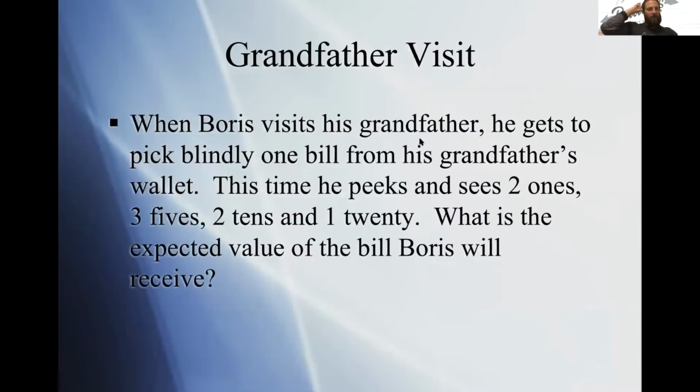Now, when you get to something like this, it might be a little bit more challenging. So Boris is visiting his grandfather. He gets to take one bill from his grandfather's wallet. This time he peeks, dirty cheater. But he peeks, he sees 2 1s, 3 5s, 2 10s, and 1 20.